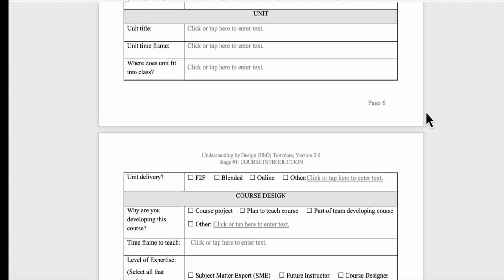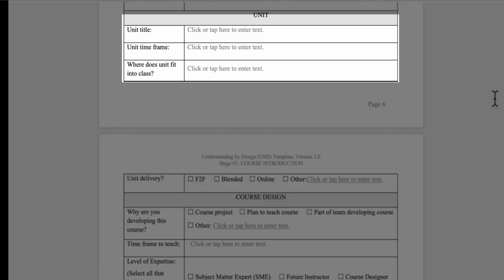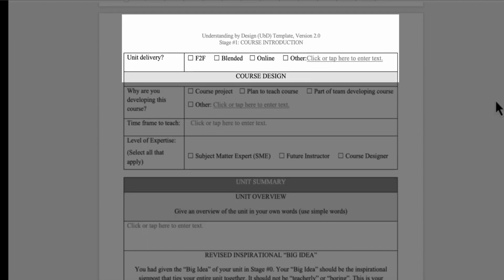And then as we go down, we have our unit information. What's the title of the unit? How long are you going to be teaching it? Where does it fit into your class content? If you teach math, where exactly are you teaching it? How does it fit to your content standards? And then as we go down, we have our unit delivery.